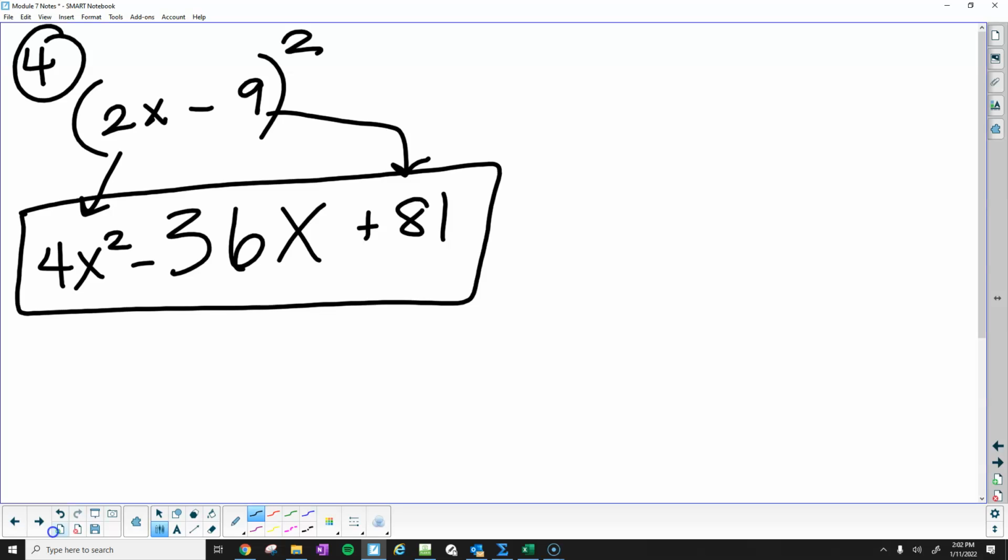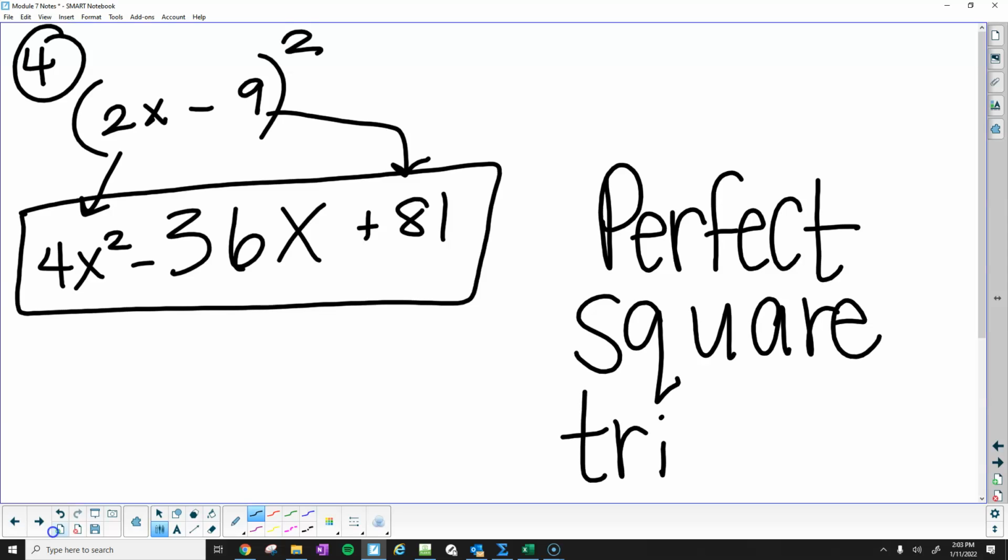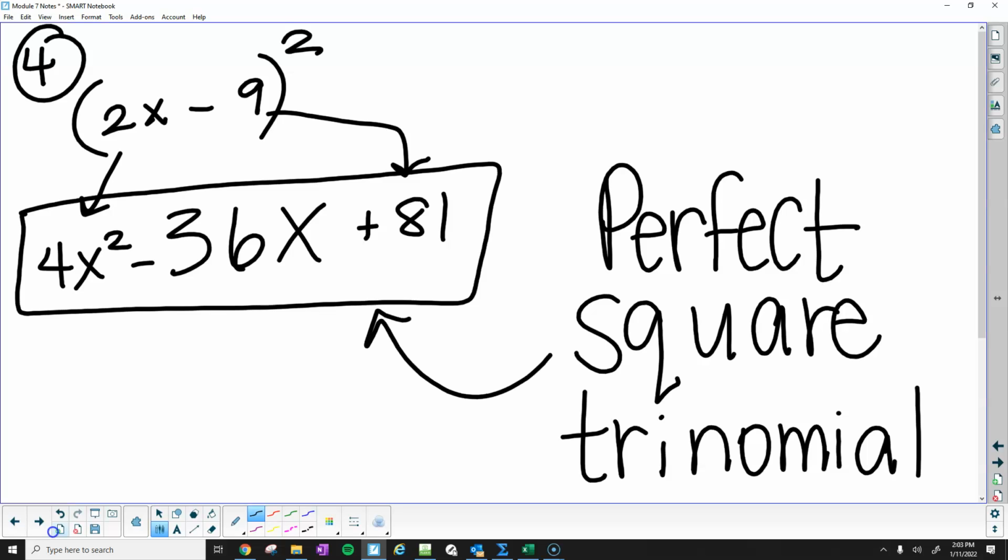So just a reminder, make sure you have this written in your notes somewhere. This is called a perfect square trinomial. Make sure you have that in your notes because I'm checking for it. Perfect square trinomial. It's that right there. That's got 3 terms, and if you factored it, it would be a perfect square for each factor.